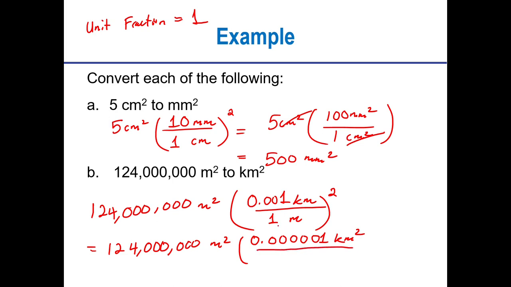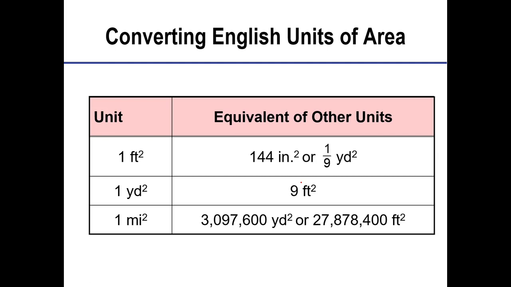Now in the denominator, 1 meter squared is just 1 square meter. So we have our unit fraction here. Notice the meters squared do cancel out, which is what we want. And then we can finally multiply 124 million times 0.00001 kilometers squared. And this gives us 124 kilometers squared.